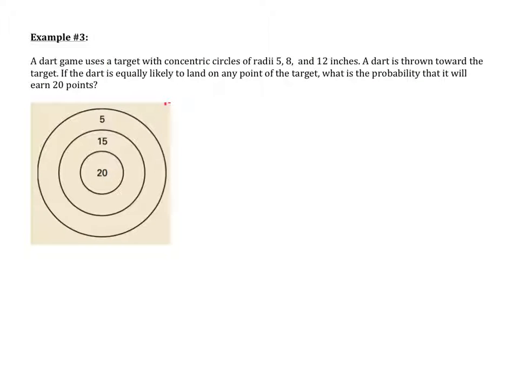A dart game uses a target with concentric circles. Concentric means that we have circles inside of circles and they are sharing the same center, with radii 5, 8, and 12. So let's label that in the diagram. So once again, the smallest circle has a radius of 5, the bigger circle has a radius of 8, and the biggest circle has a radius of 12. A dart is thrown toward the target. If the dart is equally likely to land on any point of the target, what is the probability that it will earn 20 points?